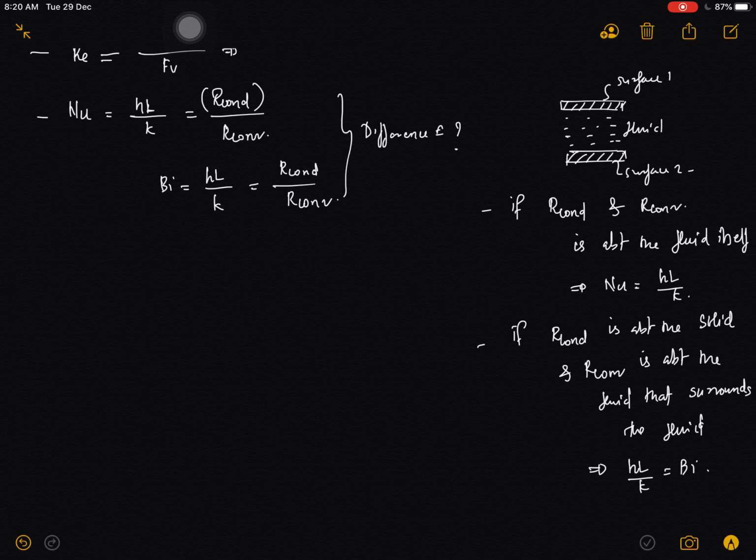For the Nusselt number, hL by k, the R conduction is for the fluid, and the R convection is for the same fluid. But for the Biot number, the R conduction is for the solid and the R convection is for the fluid that surrounds the solid. Okay, so that is the difference between the Nusselt number and the Biot number.